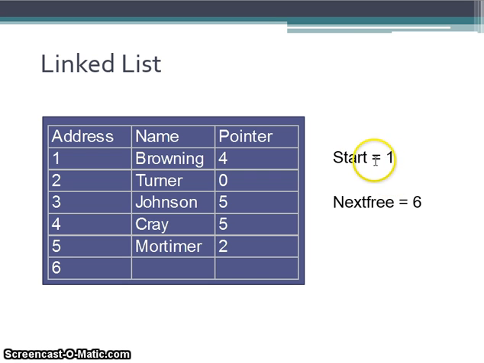So let's have a look. What we haven't actually done is physically remove Johnson. We've just changed the pointers. So we start at 1, Browning, go to Cray. Instead of Cray going to Johnson next, Cray now goes to Mortimer. Mortimer then goes to Turner, and we end. And so the pointers skip out Johnson. That is the way that deleting works. The item is still there in memory, in the storage, but it's just bypassed. This makes deleting much easier.